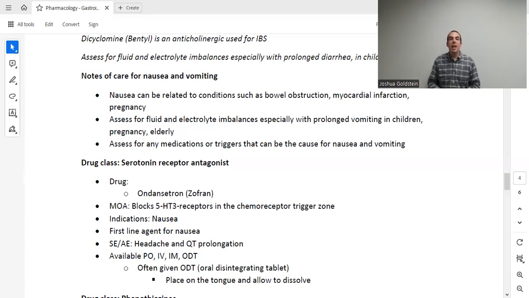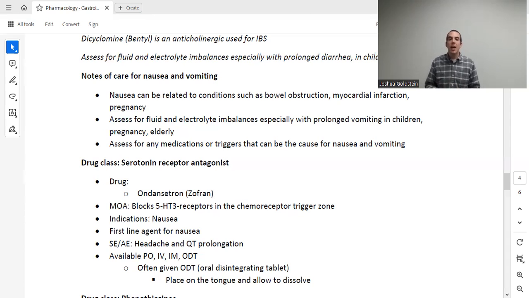So our first line agent for nausea, most of you are probably familiar with the medication called Zofran. We're not going to call it that. We're going to use the proper name, which is ondansetron. The mechanism of action is that it blocks 5-HT3 receptors in the CTZ, chemoreceptor trigger zone. The CTZ, you're going to see this as part of the mechanism of action of almost all of the nausea medications, because the CTZ is part of what's responsible for stimulating us to become nauseous and stimulating actual vomiting. The indications for this medication, it's used for nausea, it's not used for anything else. It is the first line agent.